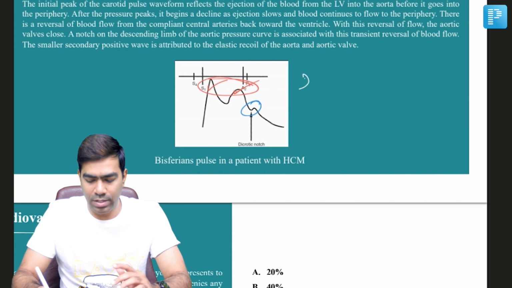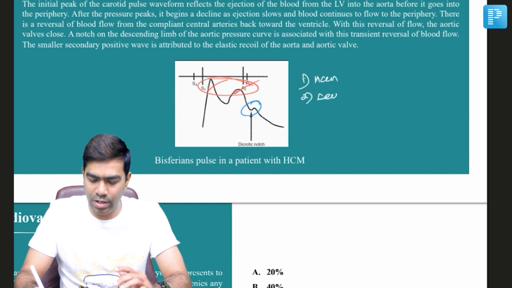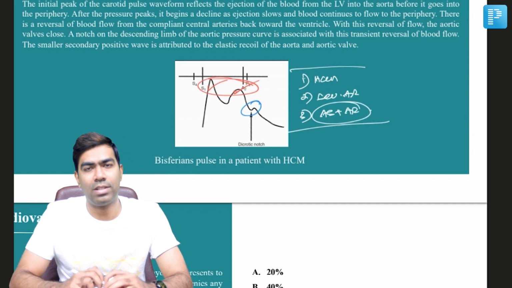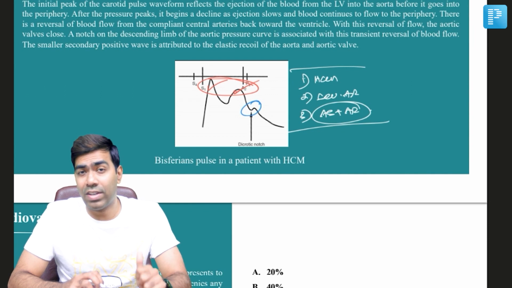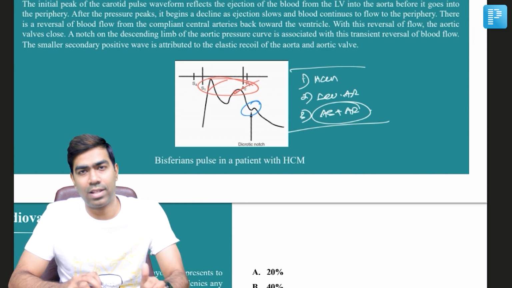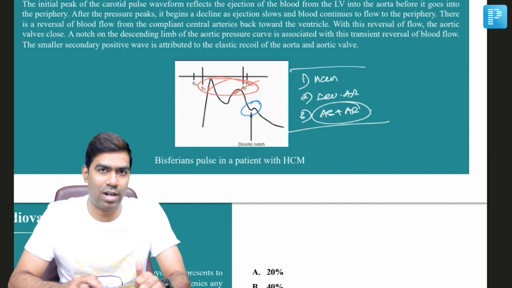So what are the causes of pulsus bisferiens? Number one is going to be your hypertrophic cardiomyopathy. Number two, severe aortic regurgitation. And number three, AS and AR together, which very commonly happens in the setting of bicuspid aortic valve. But remember that severe AS will not cause pulsus bisferiens, rather it will cause pulsus parvus et tardus.